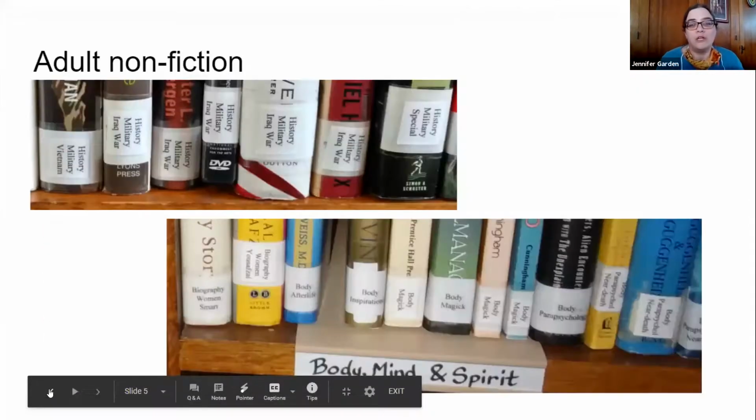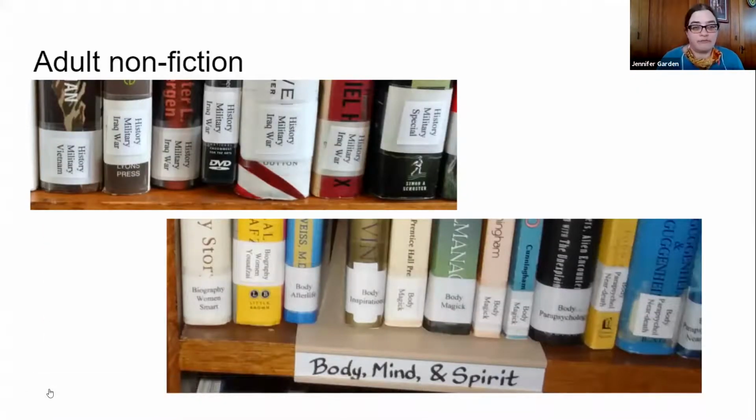There we go. Okay, so the adult nonfiction. I did the same thing over there that I did with the kids, starting with one category, pulling everything out, moving it, shifting all the old stuff down. And you can see in the top picture some of the military stuff, the Iraq War, Korea, World War I, World War II, Vietnam, that all goes under military history.